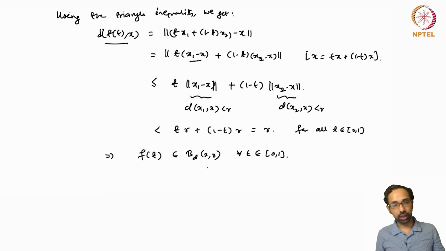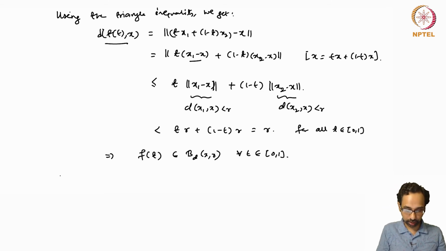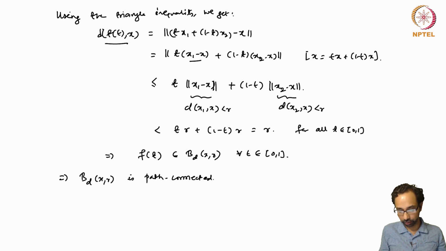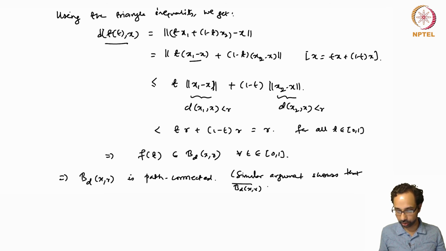So we see that the open Euclidean ball B_d(x,r) is path connected, and a very similar argument shows that the closure of B_d(x,r) is also path connected.